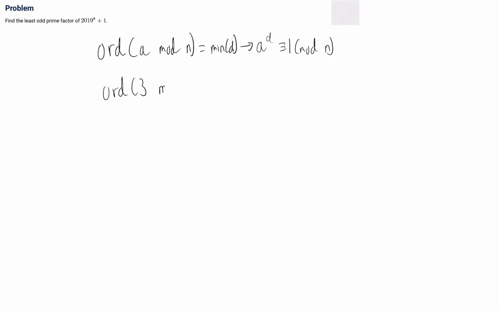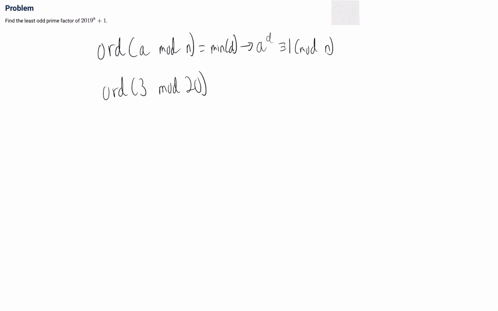Let's learn about orders and solve this hard AIME number 14 problem from the 2019 AIME. Let's start with a definition. The order of a mod n is the smallest positive integer d that satisfies a to the power of d is congruent to 1 mod n. Let's do an example. What's the order of 3 mod 20?